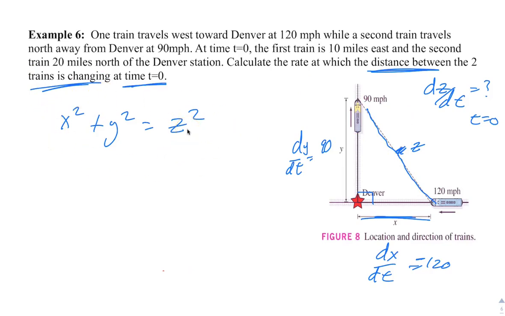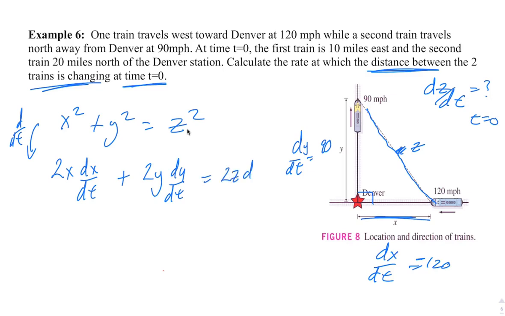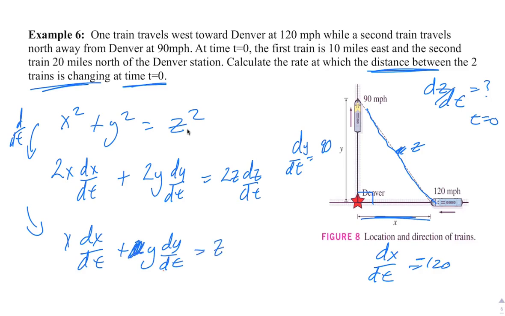And let's do what we always do. Take a derivative with respect to time. The derivative of x squared is 2x dx/dt. The derivative of y squared is 2y dy/dt. The derivative of z squared is 2z dz/dt. We can make life a little easier. Notice that they all have a 2, so you divide everything by 2 and you just get this. So I have that. Now I gotta fill in everything I have, right?